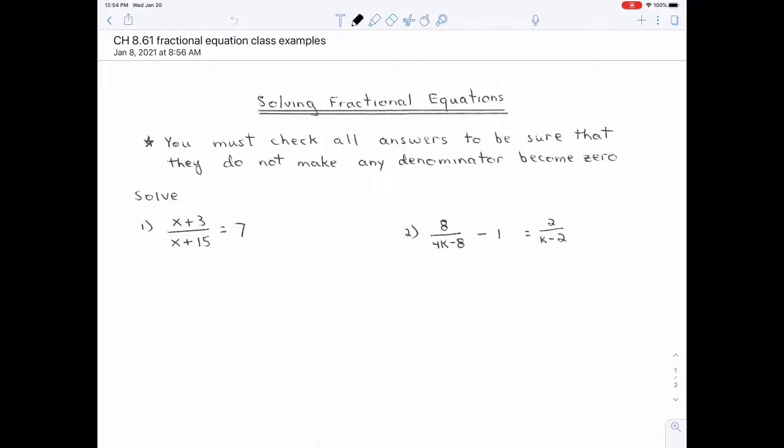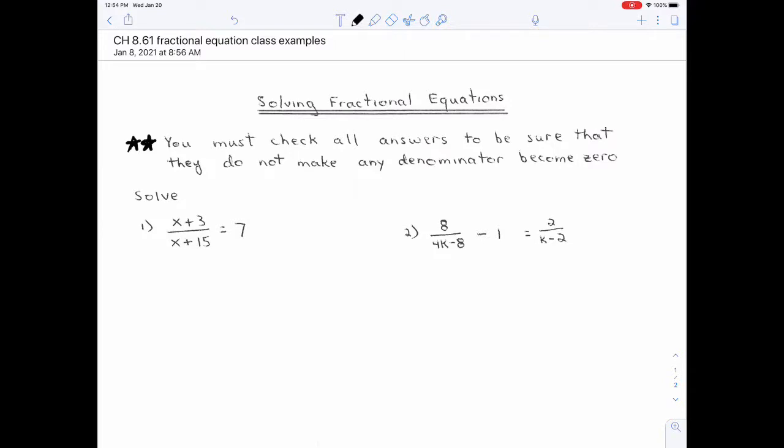Then what's the other thing? It's the thing I want to emphasize, and I can't really emphasize it enough. You must check your answers. You can do everything correct, but still get something that doesn't work. Why? Because your answer can't make a denominator become zero.